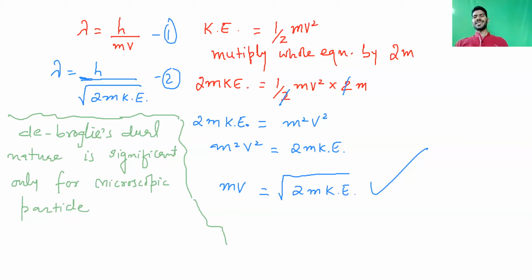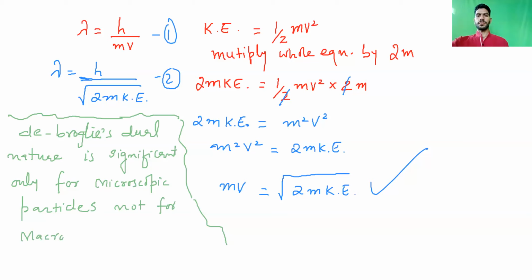For example, if we have any vehicle or a cricket ball in motion, moving on the road, have you seen that this car has some wave nature, that it is moving like waves? No, not at all. So this wave nature associated with any material particle is only observed when particles are very small, microscopic, like electron, proton, neutron. So de Broglie's dual nature is significant only for microscopic particles, not for macroscopic.